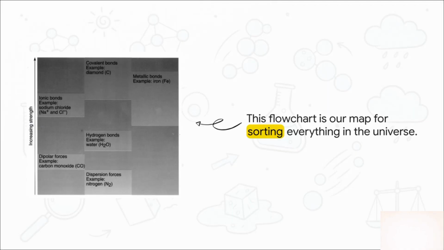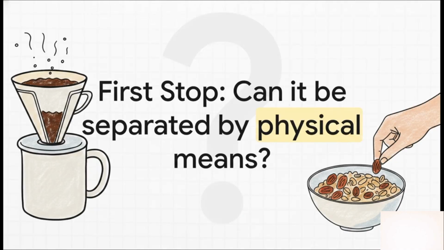Think of it like a choose-your-own-adventure for sorting everything in the universe. Now, I know it might look a little intimidating at first, but trust me, we're going to walk through it step by step. Let's start with the very first question it asks. Okay, first stop on our map. The question is, can you separate it by physical means?